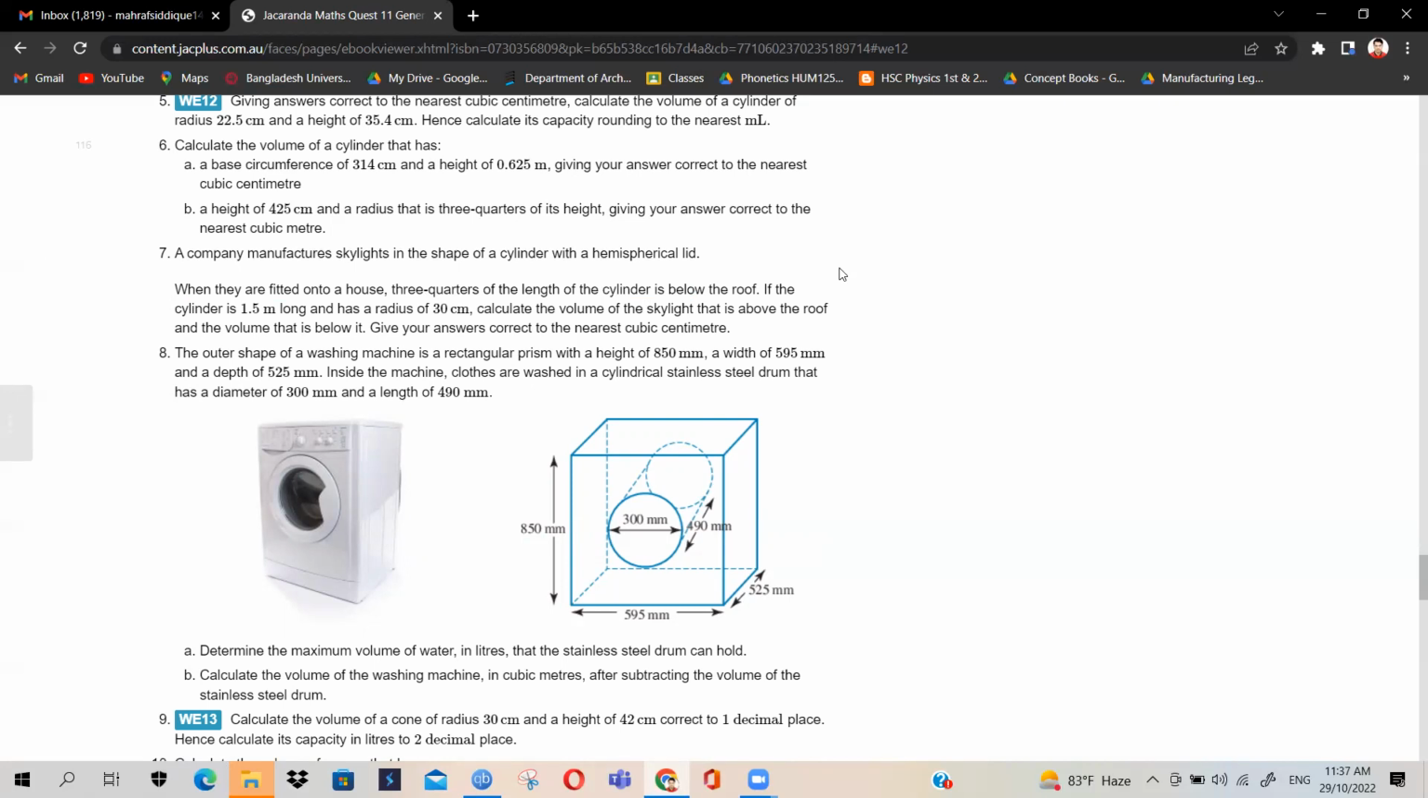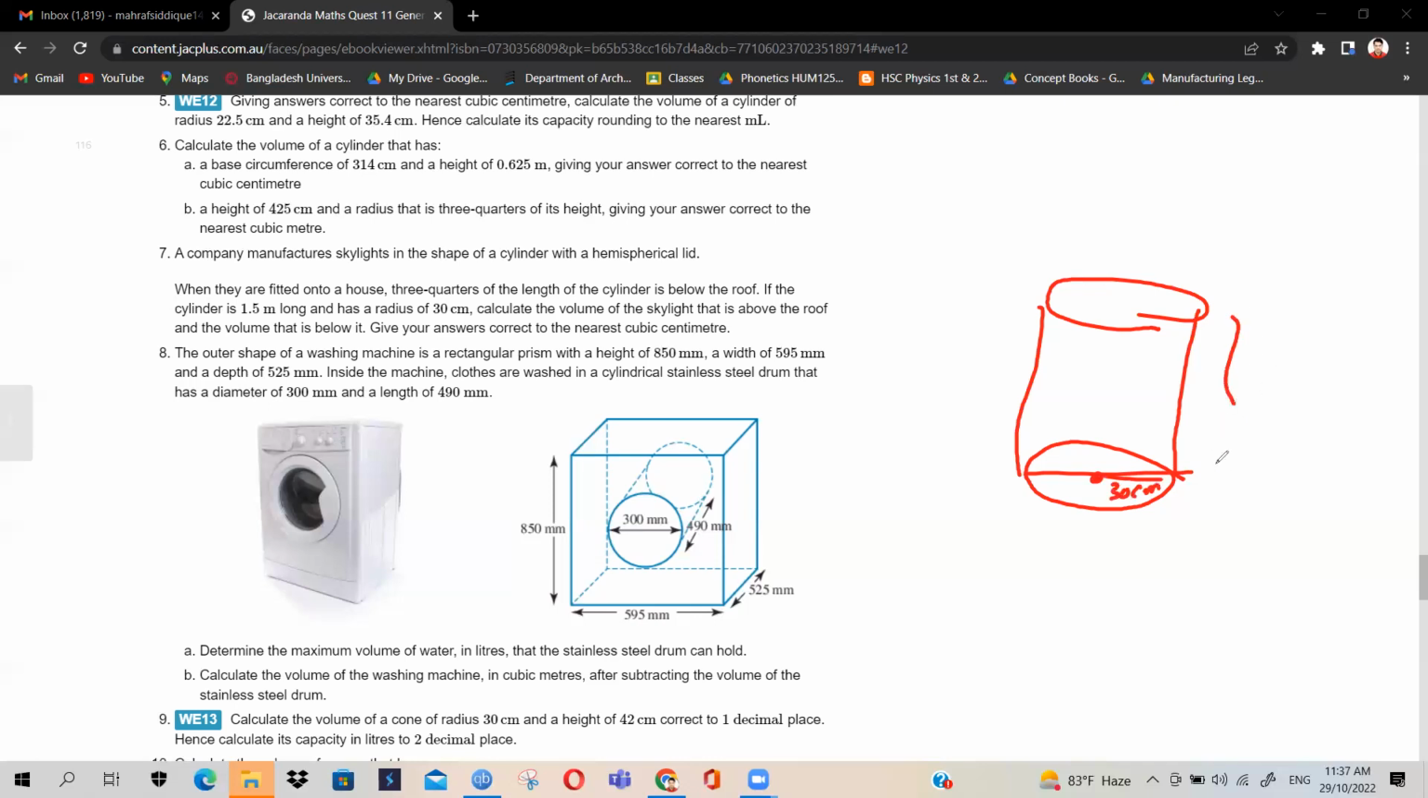So what you are going to do is draw a hypothetical sketch, an exact sketch, with the values given. What are the dimensions? 30 centimeter is the radius and 1.5 meter long. Let us first draw the cylinder. So it will be something like this: the radius is 30 centimeters, and it is 1.5 meters long.